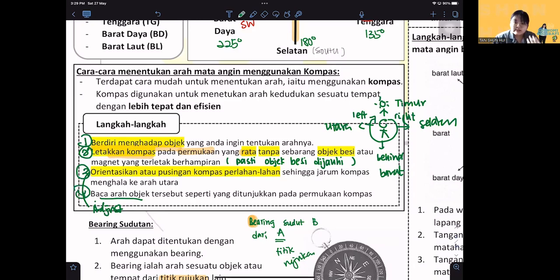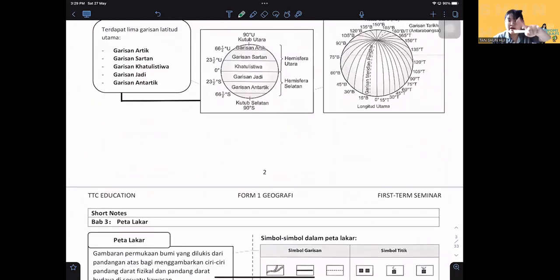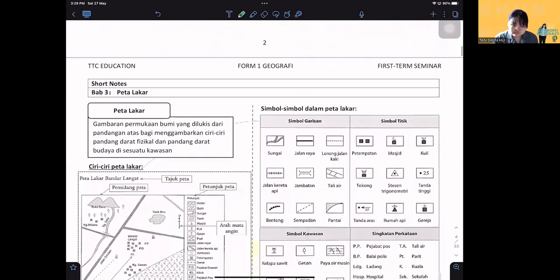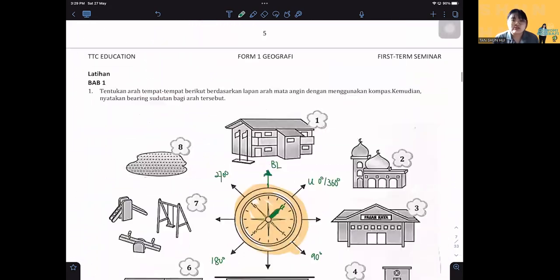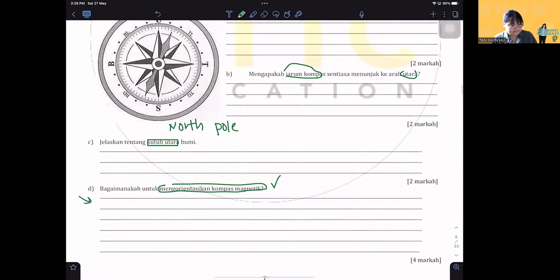Okay, so in the exam, like I said just now, the arrow always points at the north. But you know, when there's a compass, inside there will be the word north. The word not necessarily, I mean, not 100% will always point at that. So you need to switch on your own. Come on, this one is actually your answer for this one. Bagaimana untuk mengorientasi kompas magnetik?